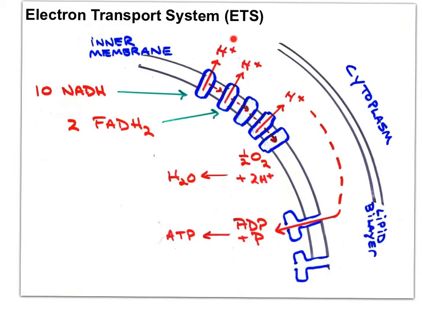Now, the hydrogen ions accumulate in the intermembrane space, creating an electrochemical gradient, a high concentration of positively charged ions here in the intermembrane space. And there's a low concentration of positively charged ions in the matrix. Thus, the ions, also known as protons, diffuse down their gradient through the ATP synthase. This passive diffusion of hydrogen ions due to the electrochemical gradient serves to synthesize ATP.